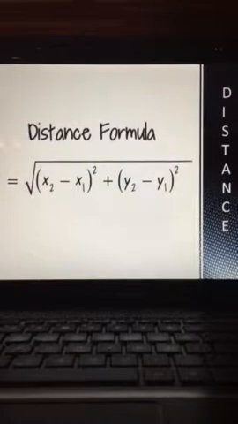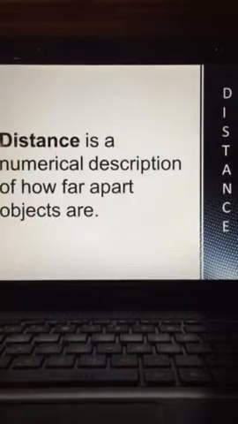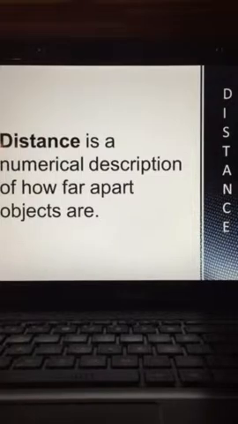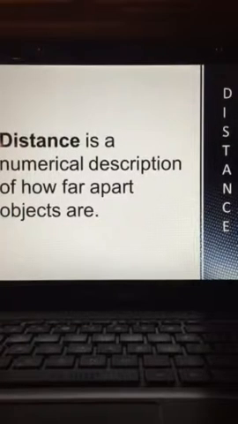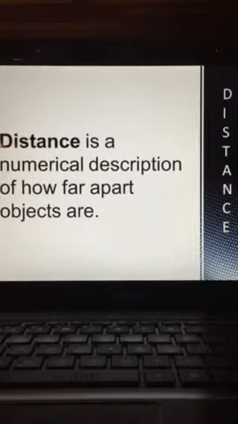This formula is found in Chapter 1, Section 7 on page 61 in the textbook, and it allows us to measure distance using a methodical, uniform process. Before we get into my examples that will demonstrate the calculation of distance, we need to define some key terminology. Distance: a numerical description of how far apart objects are.